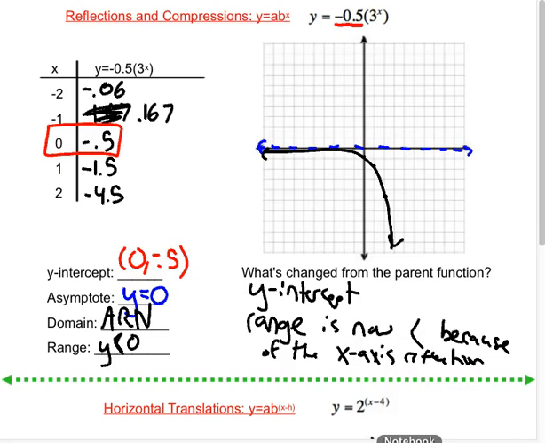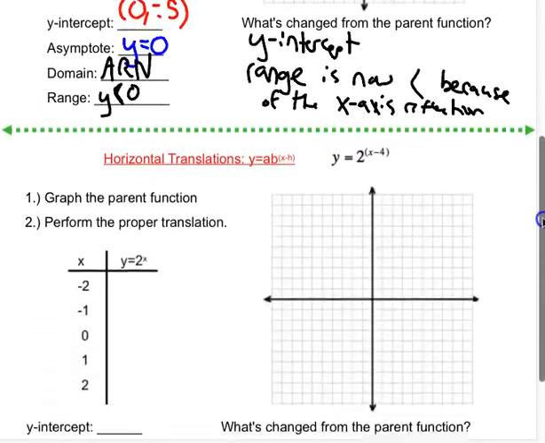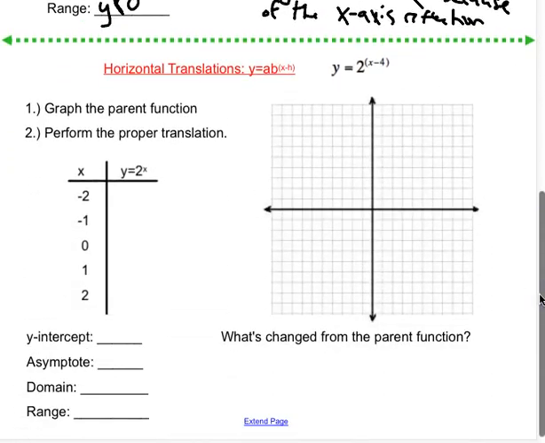So now that takes care of stretches, compressions, and reflections. So now we're going to move into translations. Now remember, translations do not go in the table. Those shifts do not go in the table. The table is strictly for the parent function with a stretch, compression, or reflection, and then we're going to move our graph around.